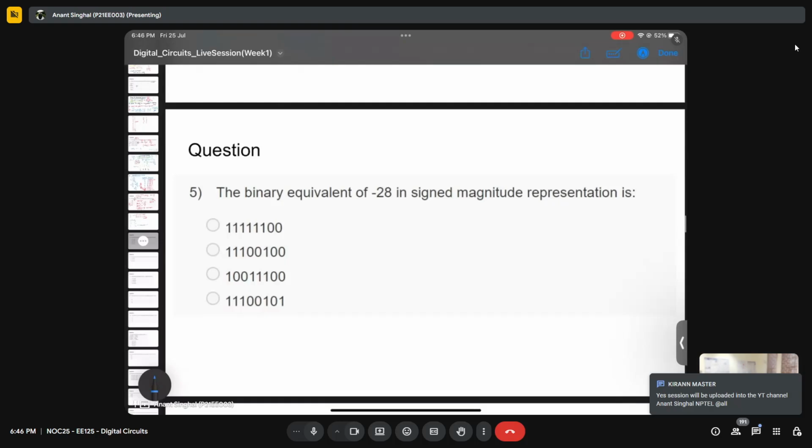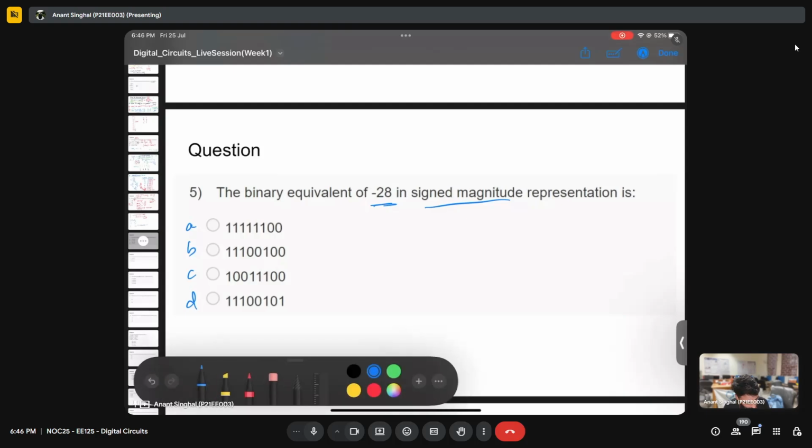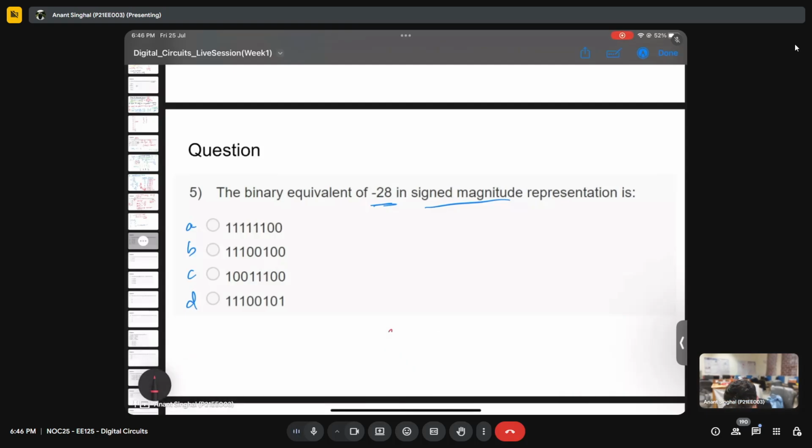So now the next query is the binary equivalent of -28 in the sign magnitude representation. Those who know can write their answer in the chat box. So let's say it's again options A, B, C, D. How I can find this is, we generally have an 8-bit representation, and here it is sign magnitude. The question is saying -28, so first of all, we need to see how to write 28 as a binary number.